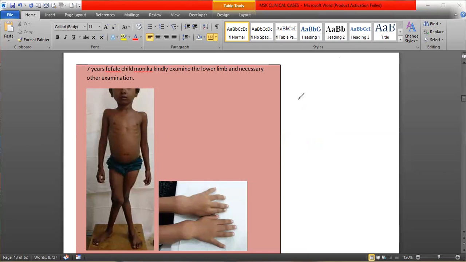Now, how will you manage this child quickly? Are you there, Abhishek? I think he left. Okay, he's there. Involve a team involving dietitian, pediatrician, and hello.